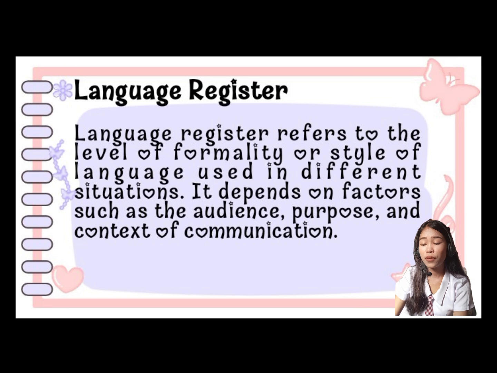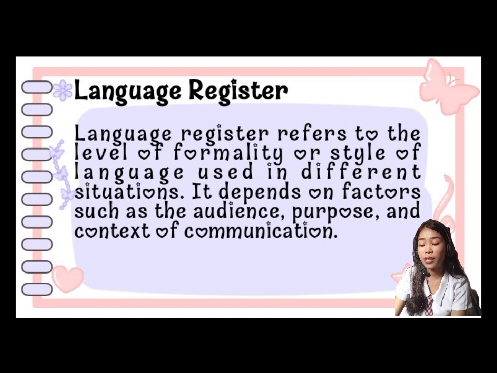First is the audience: who you are speaking or writing to. Example, friends, teachers, and employers. Secondly is the purpose. Why are you communicating? Example, giving a speech, casual chatting, or writing legal documents. The third one is the context, the setting in which communication happens. Like, for example, a classroom, a courtroom, or a family gathering.